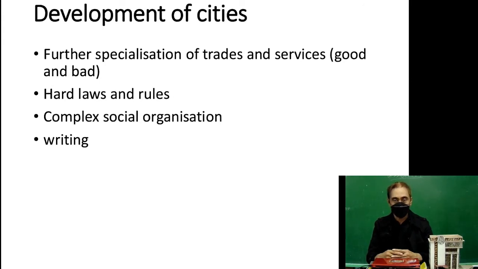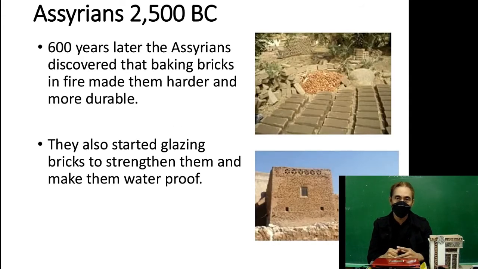Development of cities: further specialization of trades and services, hard laws and rules, complex social organization, and writing. Assyrians, 2500 BC. 600 years later, the Assyrians discovered that baking bricks in fire made them harder and more durable. They also started glazing bricks to strengthen them and make them waterproof.